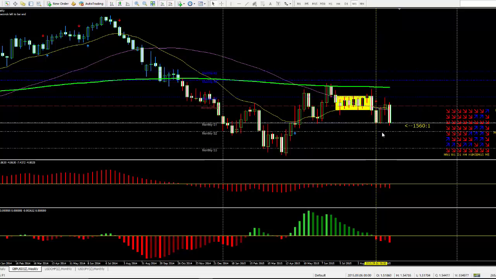So therefore we could get a breakout. You can see that the monthly S2 level is quite close, and it's predominantly because the monthly trading range at the moment is quite tight, so therefore your pivots would be quite shallow. So we could get an aggressive breakout.